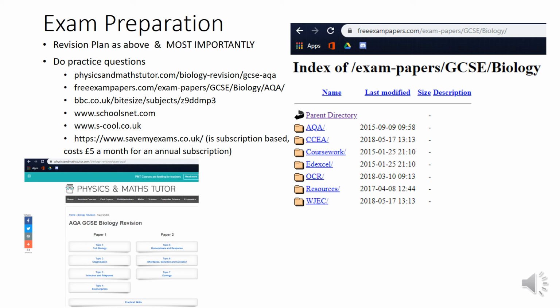What this website can do is it will compile a list of questions for each topic, which you can then print off along with a mark scheme, so that you can compare the answer which you've written to the mark scheme and see what mark you would have gotten if you had written that answer in an exam.